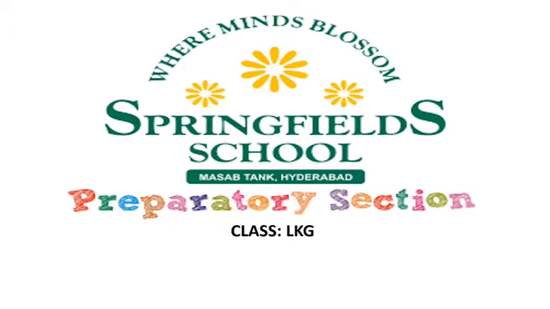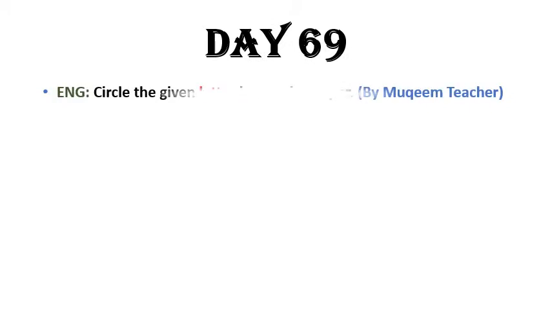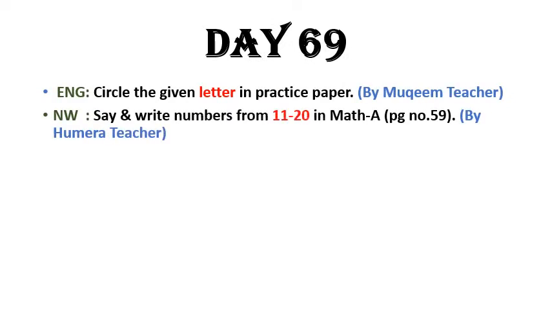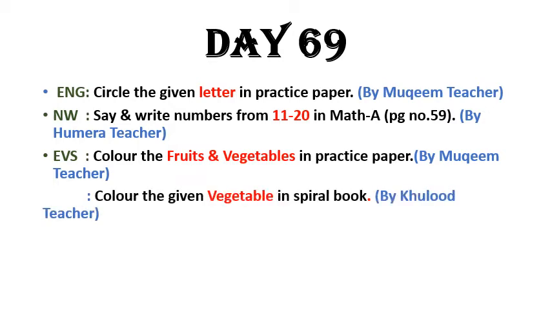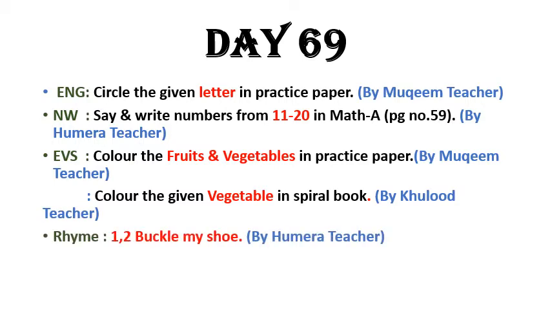So, today we are going to learn English. Circle the given letter in practice paper. Number work, say and write numbers from 11 to 20 in Math A. EVS. Color the fruits and vegetables in practice paper. Color the given vegetable in spiral book. Rhyme: 1 2 buckle my shoe.